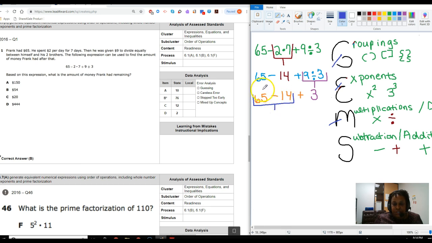You can use your 100 chart. Go to 65 and then count backwards 14 spaces, starting with 64. Or you can use your calculator, or you can go over to the side like this and do 65 minus 14. And I'll do my ones place first. So 5 minus 4 is 1. 6 minus 1 is 5. So I know that's 51. I would do that way over to the side. I would not come close to where I'm working to do this part. I would make sure that this part is done somewhere totally different and way off. Okay, so I have 51 here.